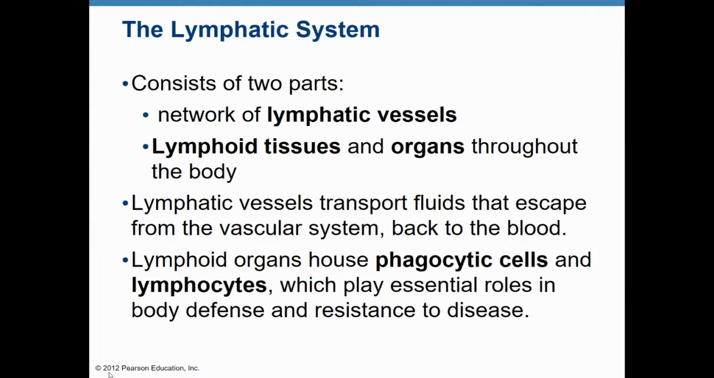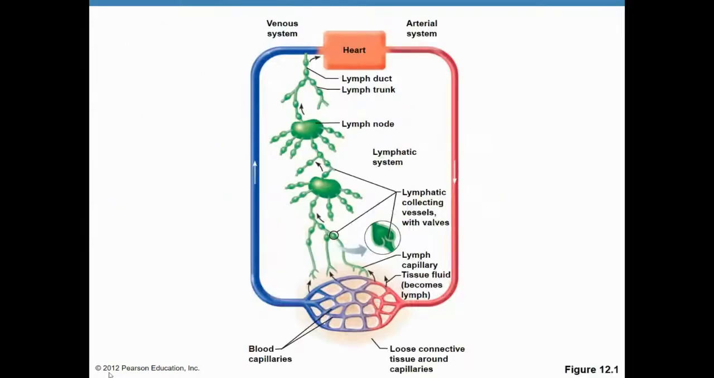The lymphatic vessels transport fluids that escape the vascular system back to the blood. And the lymphoid organs are going to house things like phagocytic cells and lymphocytes, which are going to play an important role in our body defenses and the way we're able to resist disease. So here we can see the way that the lymphatic system is situated with the circulatory system.